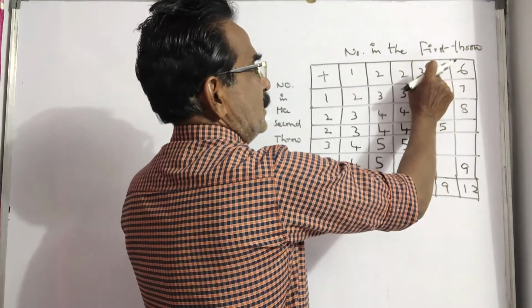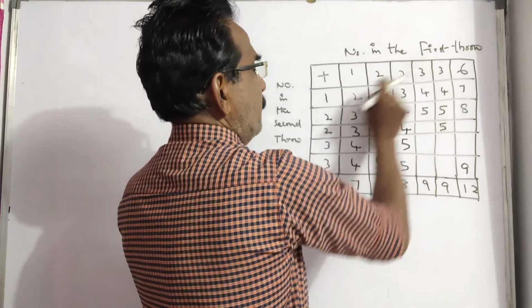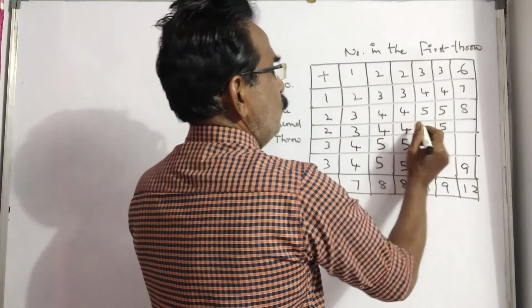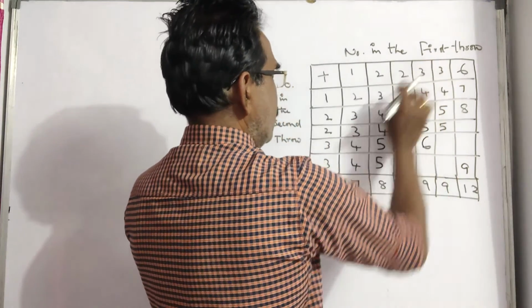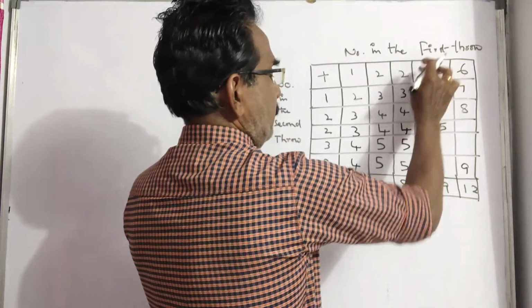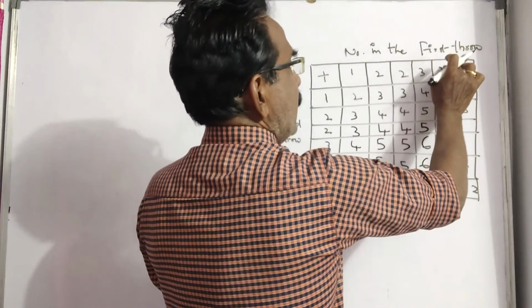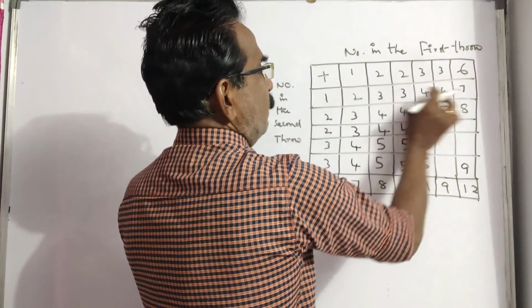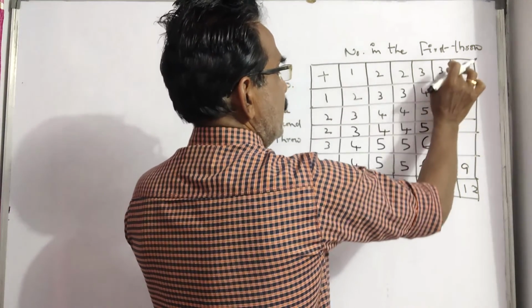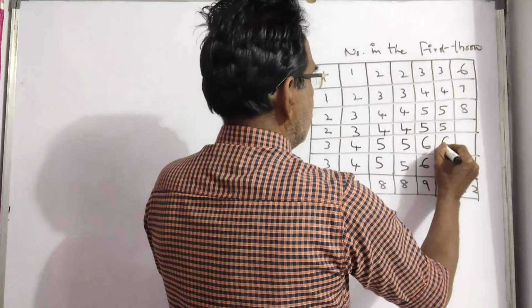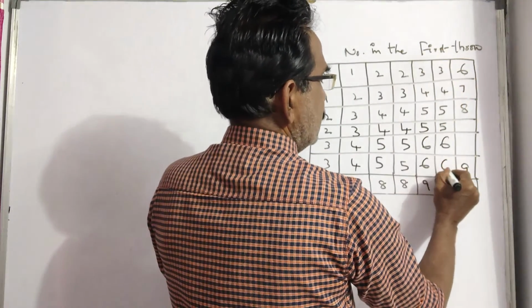Next, coming to this one, 3 plus 1, 4. 3 plus 2, 5. 3 plus 2, again 5. 3 plus 3, 6. 3 plus 3, 6. 3 plus 6, 9 is given. And coming to this, 3 plus 1, 4 is given. 3 plus 2, 5 is given. 3 plus 2, 5 is given. 3 plus 3, 6. 3 plus 3, again 6.